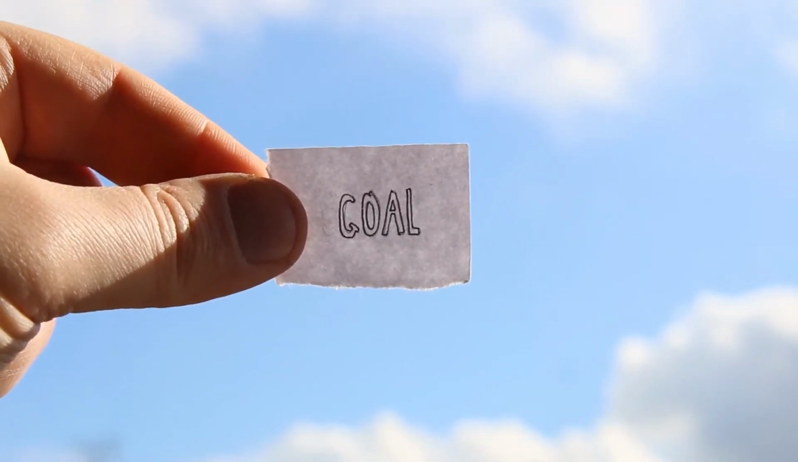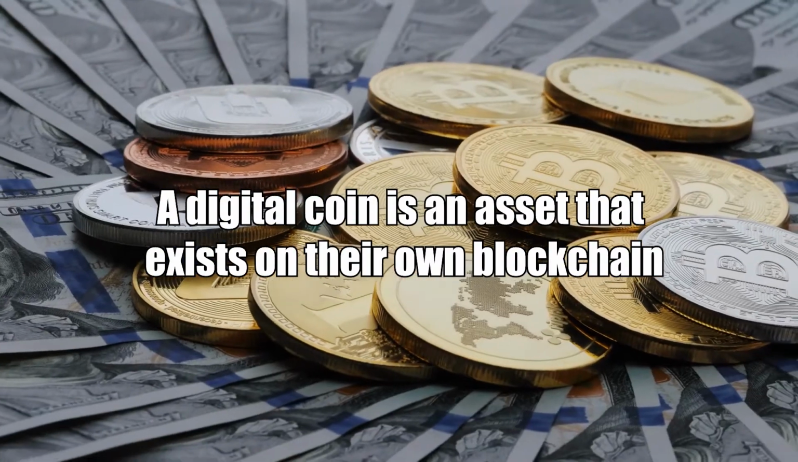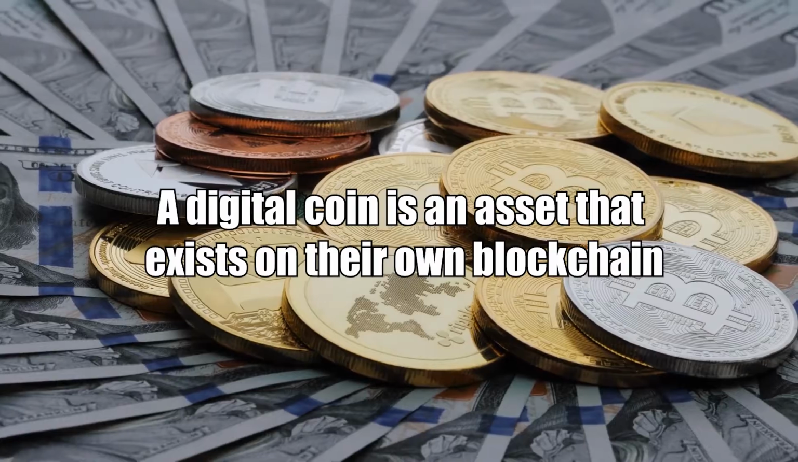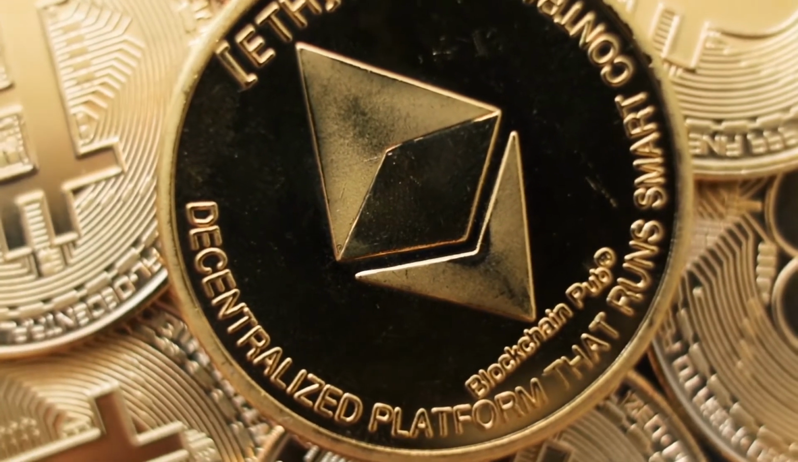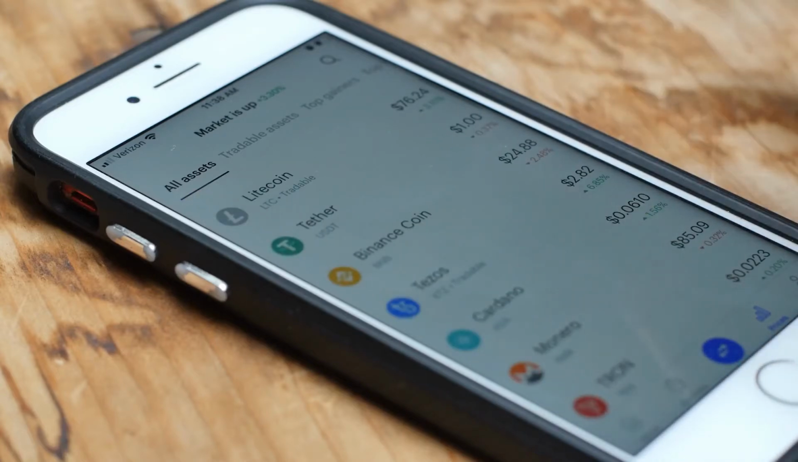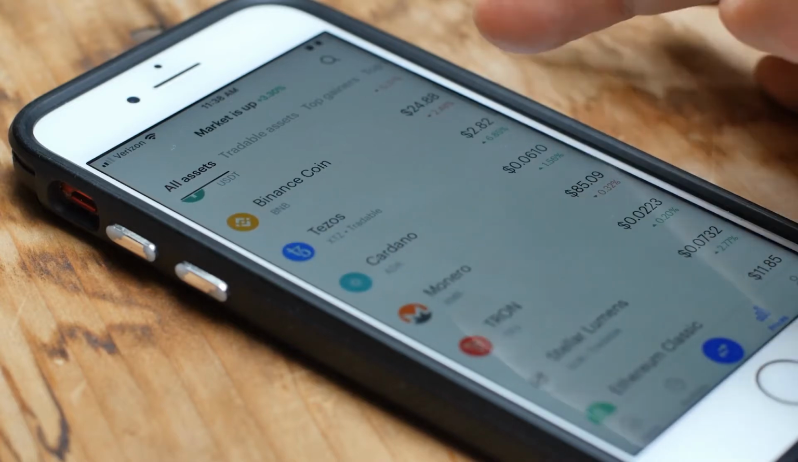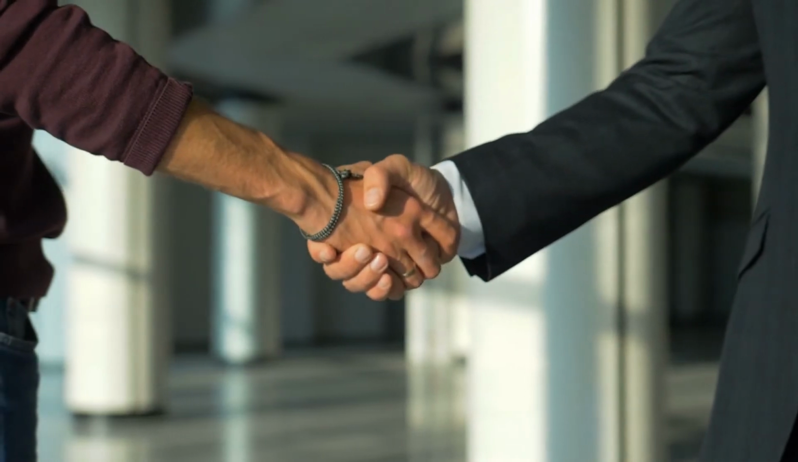With this strategy, you will learn how to spot various design elements that distinguish coins and tokens, including how they're abbreviated and spelled. A digital coin is an asset that exists on its own blockchain. Bitcoin, Litecoin, and Ethereum are examples of digital coins. Cryptocurrencies and digital coins are virtual, meaning they don't exist in a physical form.